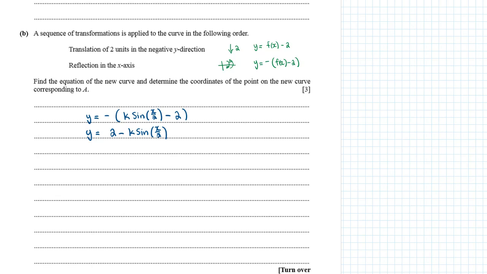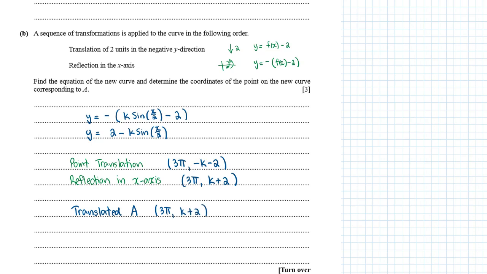Okay, so we can just do exactly what we did to the wave. We can say the point's going to move down, and so it was at -k, so it will move to -k minus 2. Then the reflection in the x-axis is going to take all the negative y's and make them positive, and all the positive y's and make them negative. And so our y value is -k minus 2, so we put a negative in front of that. That's going to make the k positive. It's also going to make the 2 positive, and we end up with k plus 2. Well, that's our translated point. The x value is 3 pi, and the y value is k plus 2.